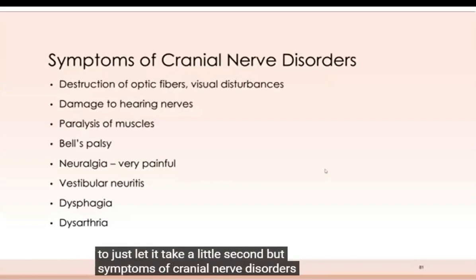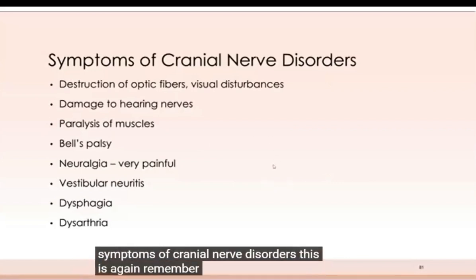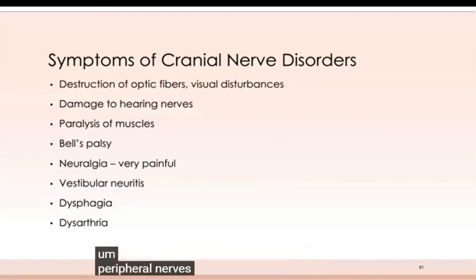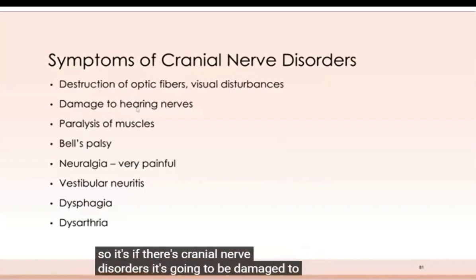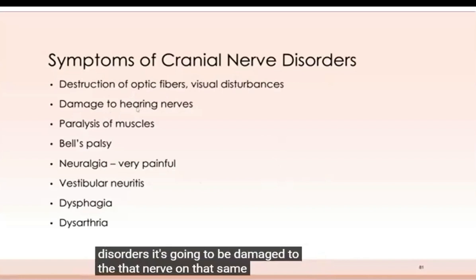Symptoms of cranial nerve disorders. Again, remember, this is going to be the same side. So cranial nerves are peripheral nerves, okay? So if there's cranial nerve disorders, it's going to be damage to that nerve on that same side.